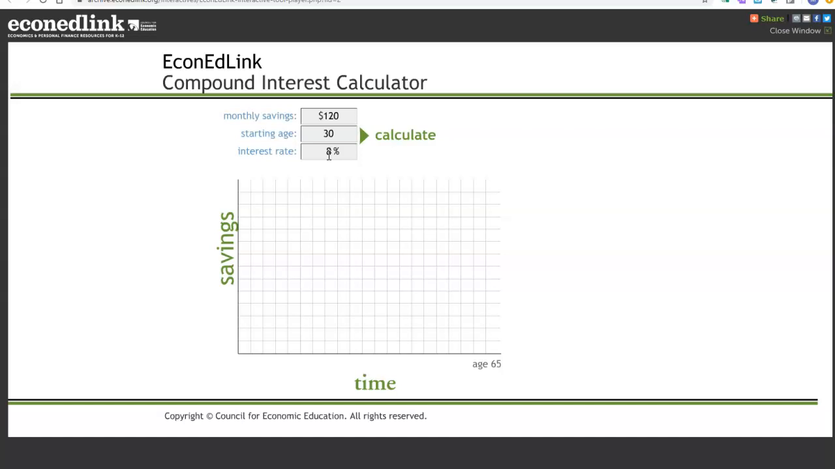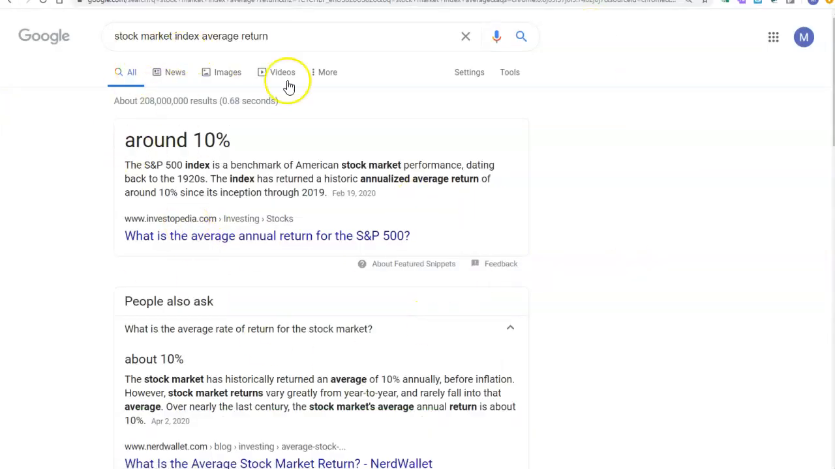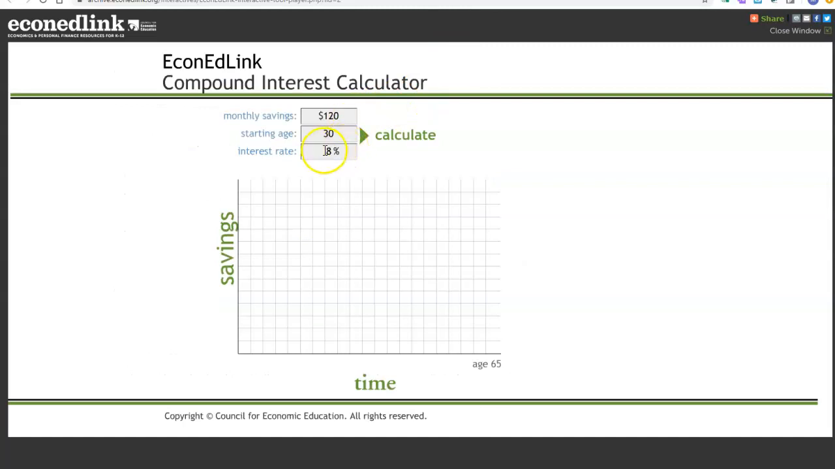You can't go to your local bank and get 8%, but if you were to invest money early on into the stock market for a long period of time, you could definitely get 8%. If you look it up, the stock market averages around 10% a year if you look at the different indices. Again, this would be saving for a long period of time, at least 10 years, but more like 20 years plus, you could expect that kind of return. So we're going to say 8%.